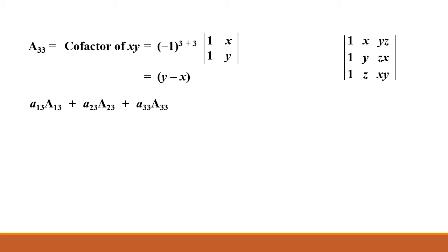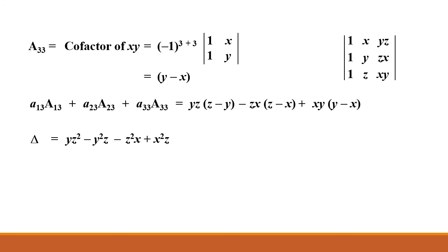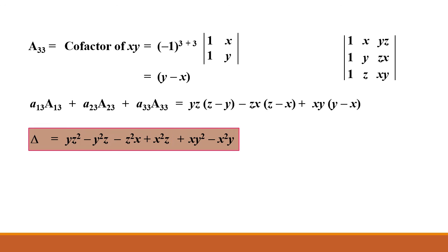So apply the result, that is, multiply the elements of the third column with its cofactors. On simplifying we get yz into z minus y minus zx into z minus x plus xy into y minus x. On simplifying we get y into z square minus y square z minus z square x plus x square z plus xy square minus x square y. So this is the value.